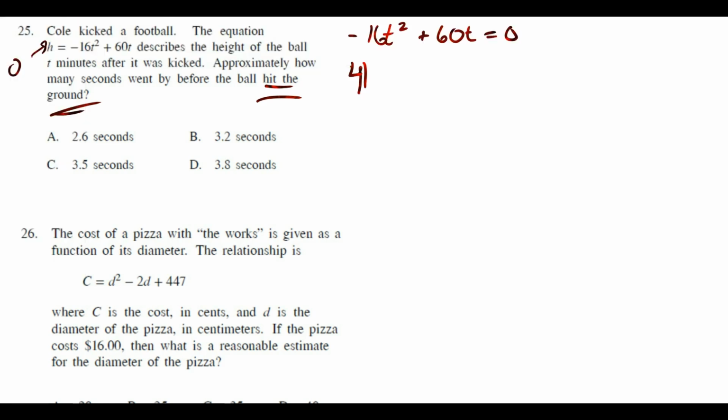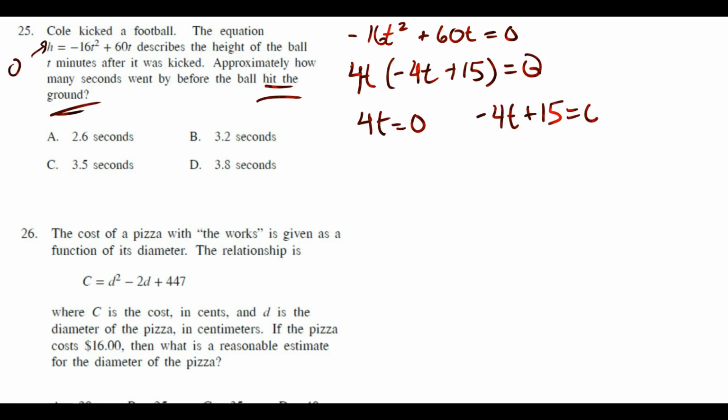Okay? So we take out a 4 and we take out a t. And we end up with 4t times negative 4t plus 15 is equal to 0. Zero product property, y'all. Zero product property says that the 4t has to be equal to 0. That's the A. And the negative 4t plus 15 has to be equal to 0. That's the B. Well, we know the time can't be 0. It took 0 seconds for the ball to hit the ground? No, that's where it starts.